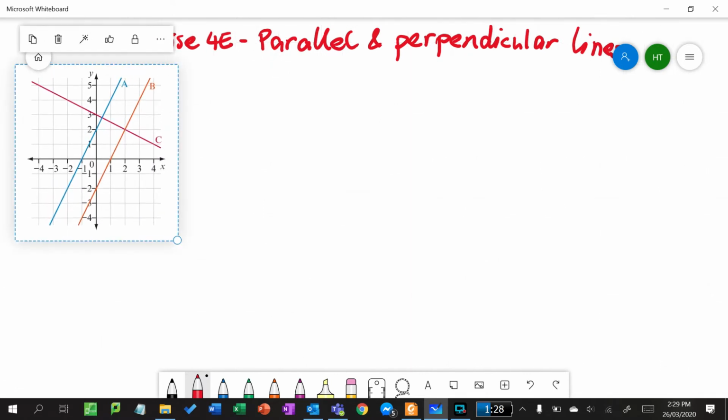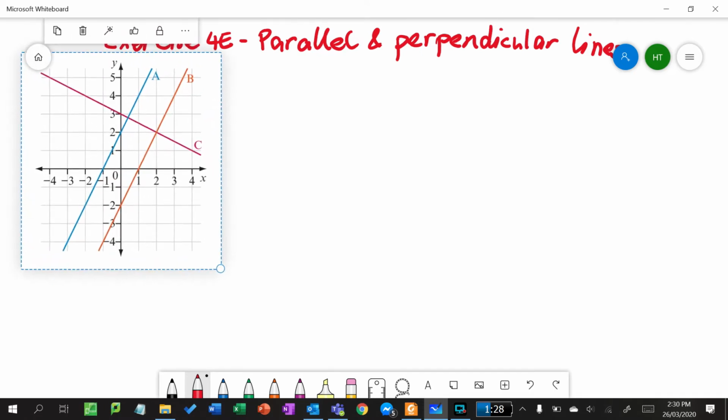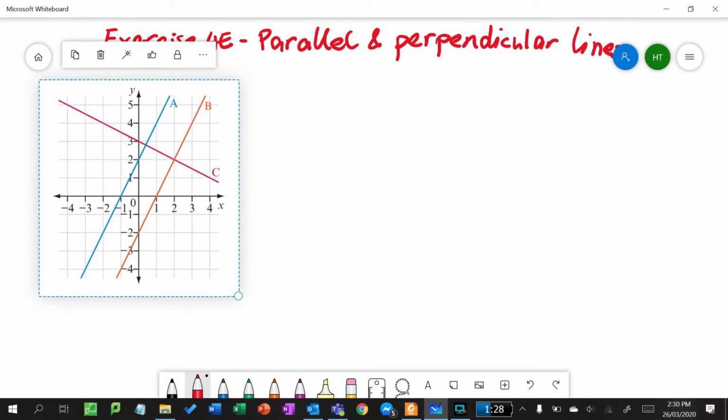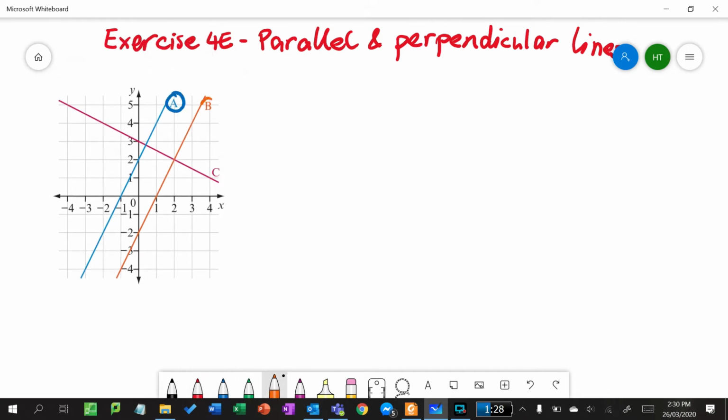Let's take a look at this picture here. Focus on the orange and blue line, line A and line B. We can see that these two lines are traveling side by side. And if we continue to extend this line in both ways, we can state that these two lines will travel side by side indefinitely, forever, and they will never meet each other. That is the definition of a parallel line: lines that are traveling side by side and will never meet.